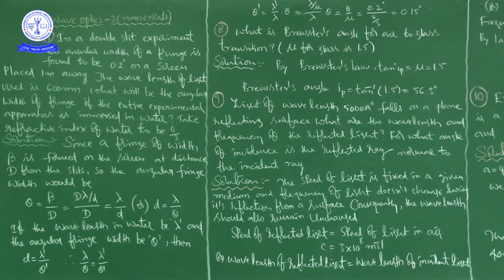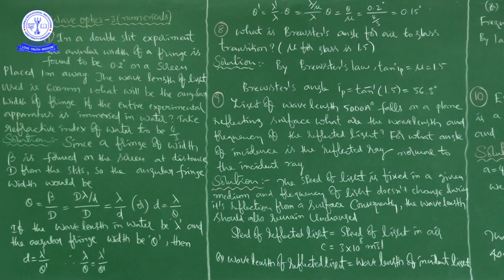Okay, right. See here, see the solution. Since a fringe of width beta is formed on the screen at a distance capital D from the slits, the angular fringe width would be theta, this is the formula for angular fringe width, that is equal to beta by capital D. Theta is equal to beta by capital D.